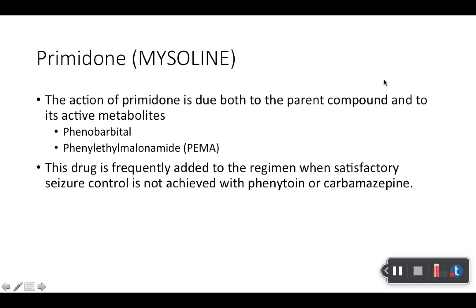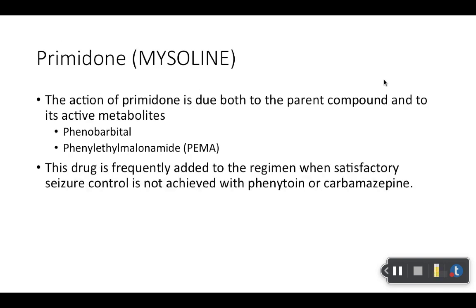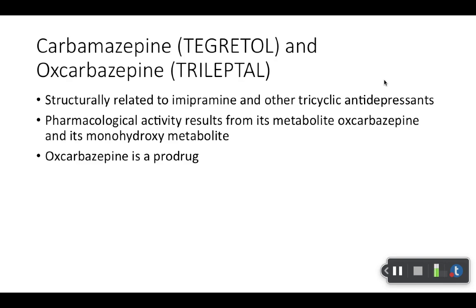So we have primidone here, brand name there. This is usually an adjunct medication, usually used in combination with some other things. Not super popular, you may see it, but it's an anti-seizure medication.